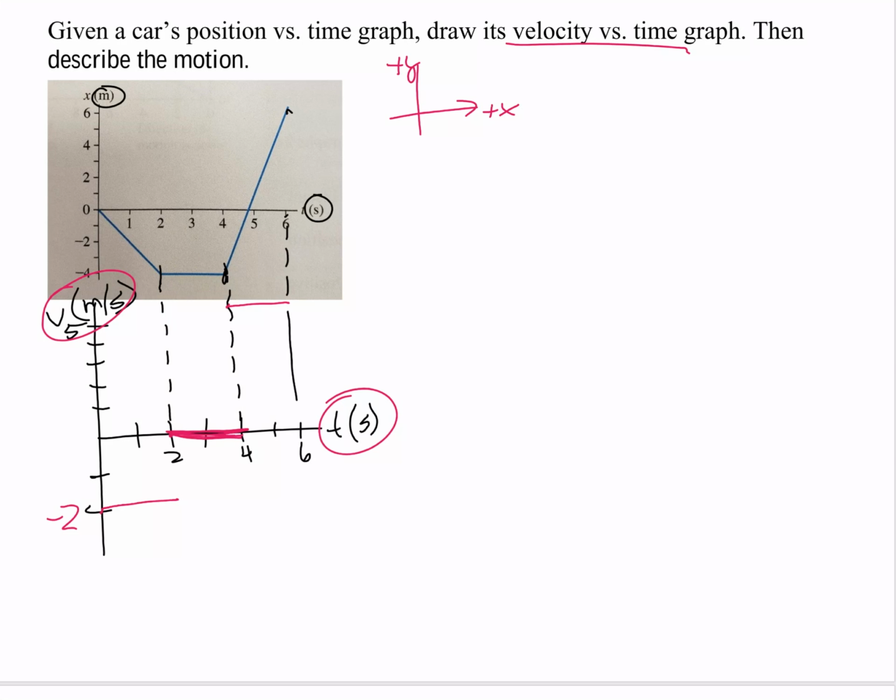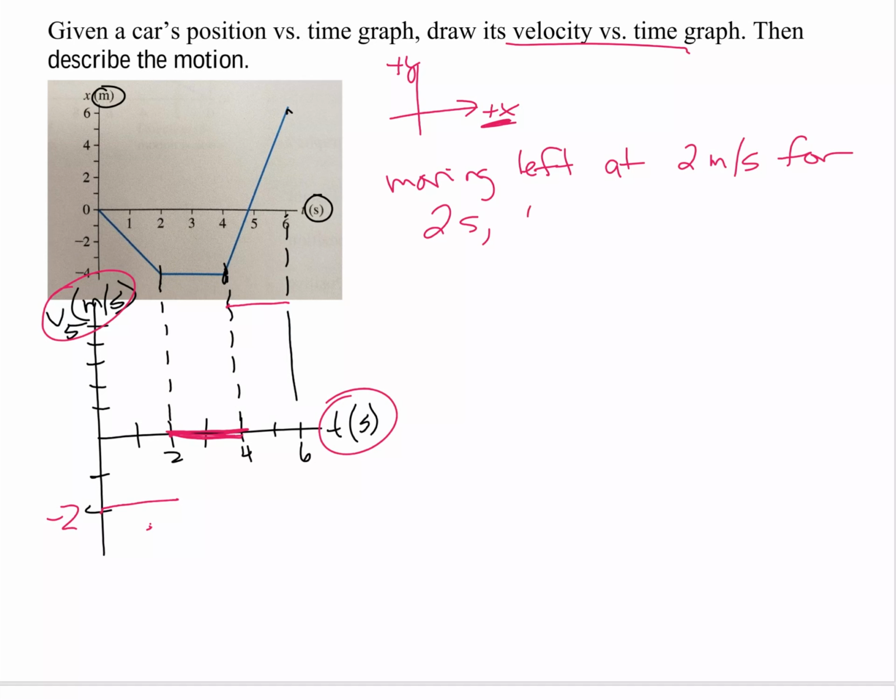Or you can say, well, look at the velocity here, right? It has a negative velocity, which means it's moving in the direction opposite the positive, which means it has to be moving to the left. So it's moving to the left at what? At 2 meters per second for how long? 2 seconds. 2 seconds.